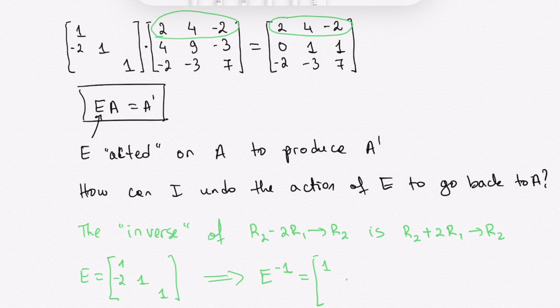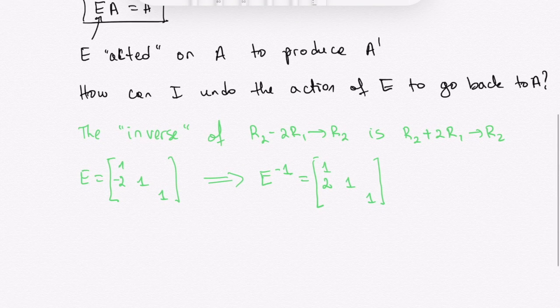So inverses of elementary row operations are actually rather easy as long as they represent exactly one elimination step and not two elimination steps, because then things may be different. Not necessarily, but they can be different. So if we now apply E inverse to A prime, we're going to go back to A. Let's see that that really happens. So my claim is that E inverse times A prime equals A. Let's make sure that that's really so.